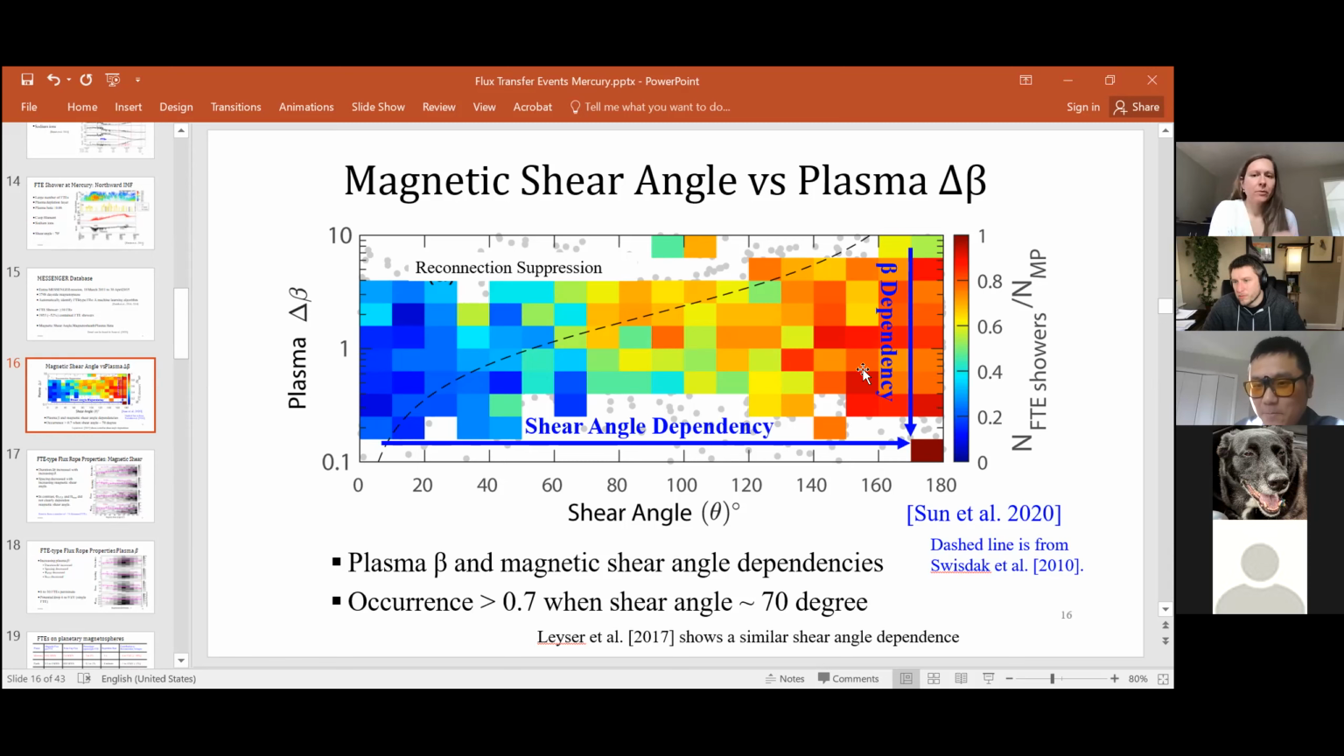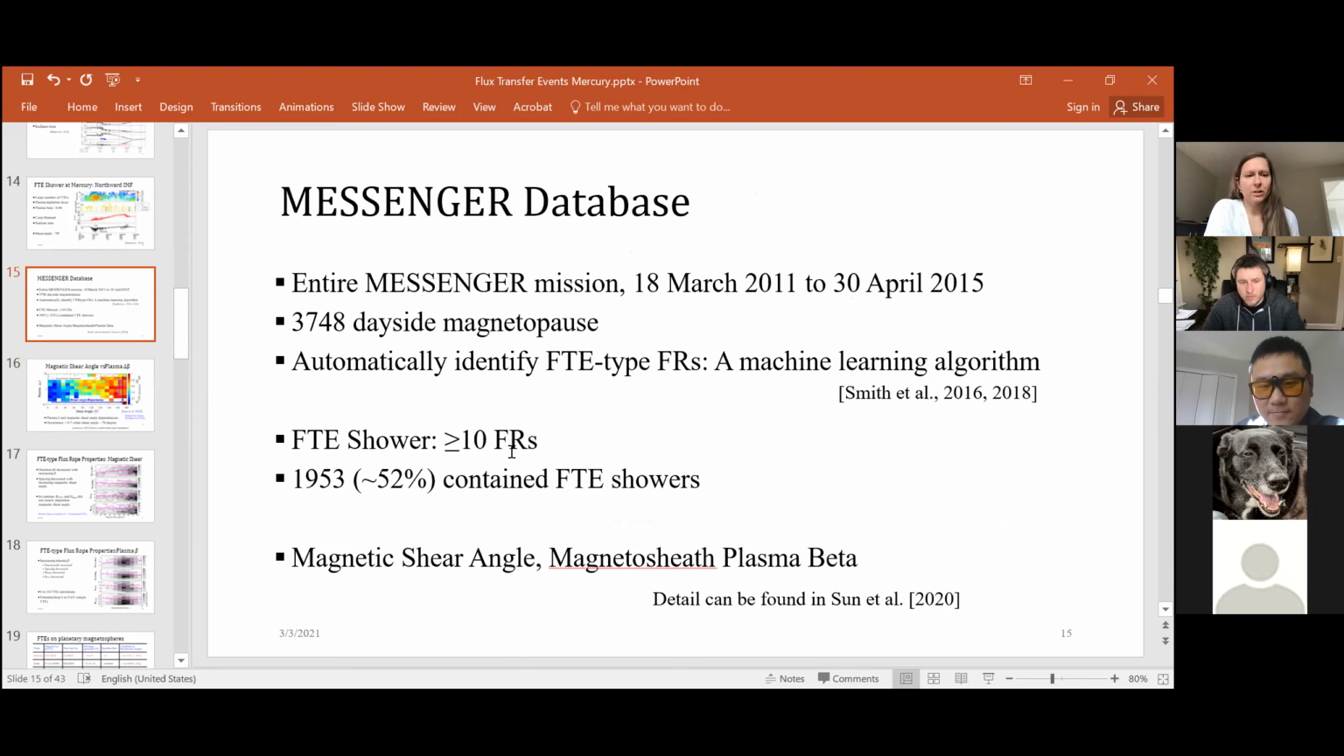Okay. And when you looked at all the FTEs, it sounds like you used an automatic detection method. Did you check them by eye, at least some of them? I realize you didn't check all of them, but did you go through some of them to confirm that these are really flux ropes? Sometimes these algorithms are not that accurate.